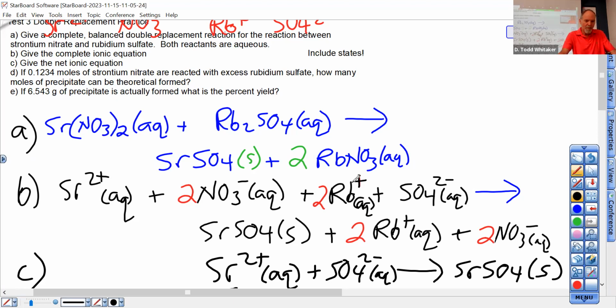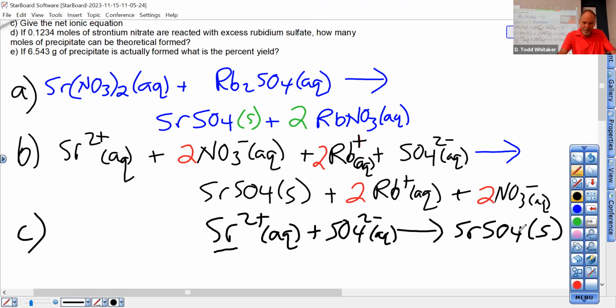Rubidium, not the same. Rubidium disappears, right? Why? 2 rubidium ions became 2 rubidium ions. End of story. Good. So net, just zoom in on the precipitate. Give me the ions that made the precipitate. You don't have to underline them. That just happened. D. You only look at the precipitate and give me the ions that made it.